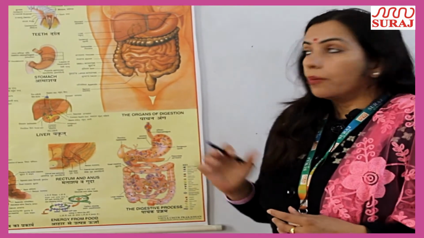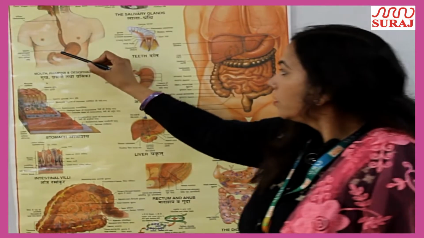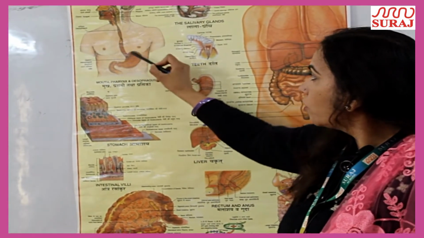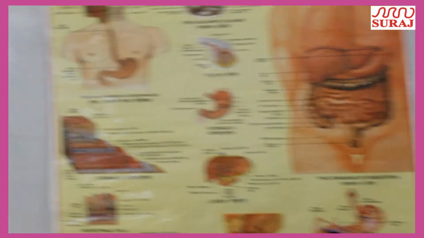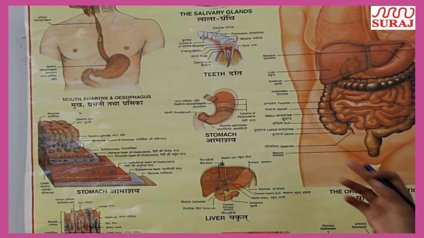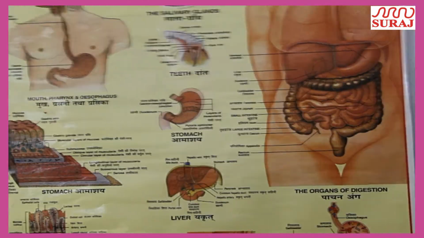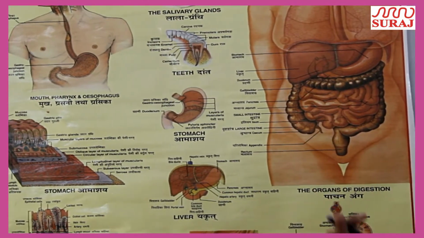Second is the mucus. Mucus is present all over the inner lining of the stomach. Here the whole inner lining of the stomach is covered by the mucus. It is a sticky substance and it also protects the inner lining of the stomach from the harmful effects of HCl.